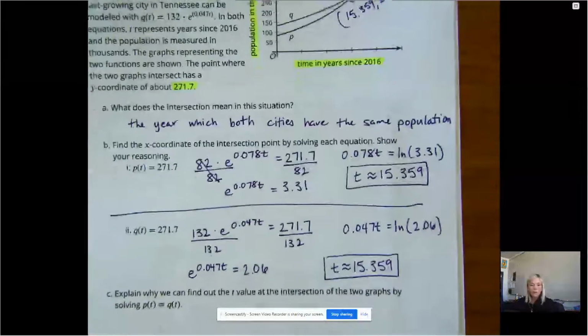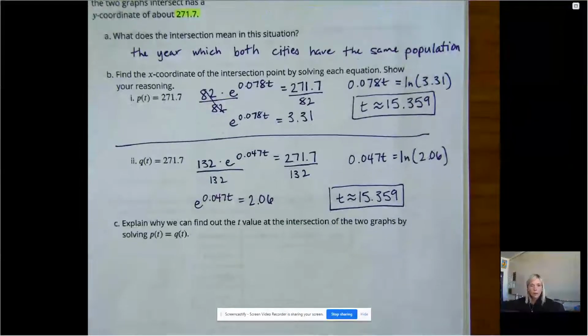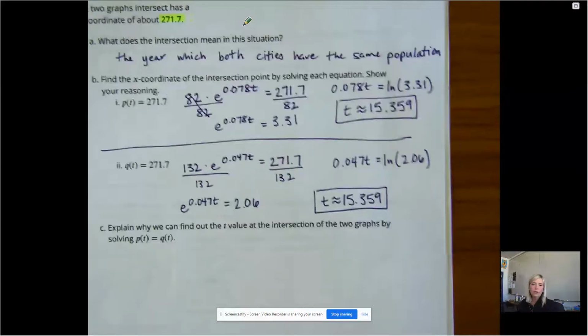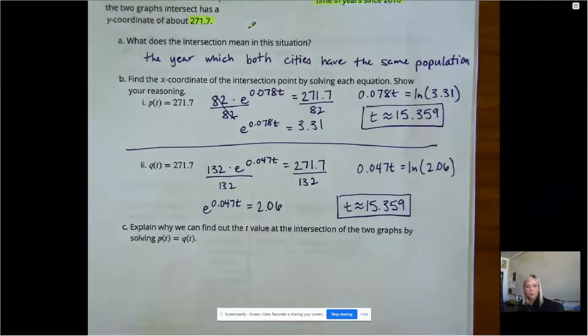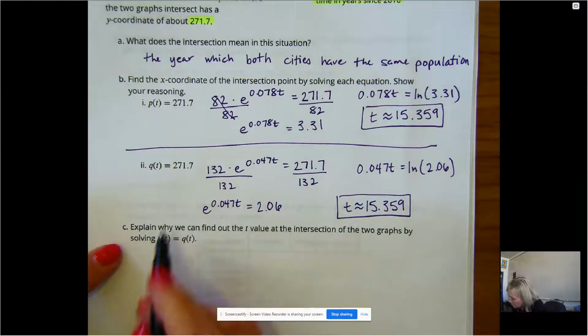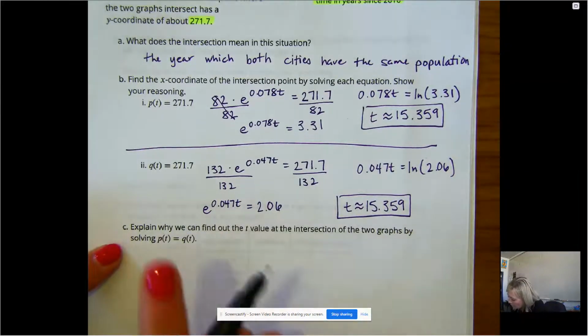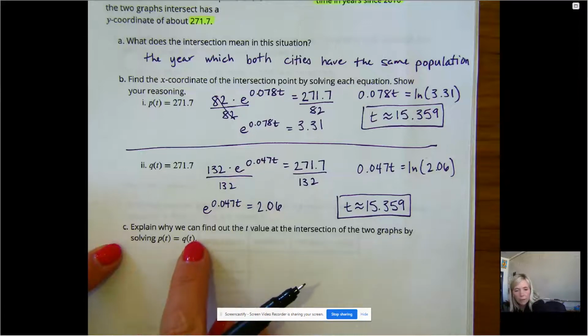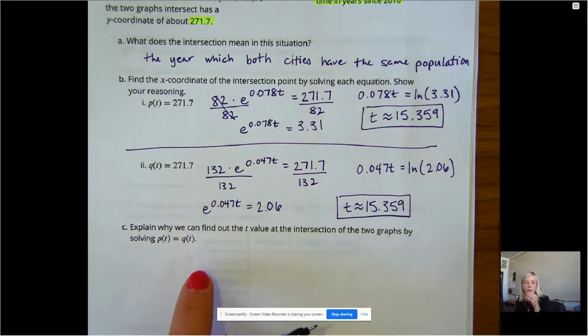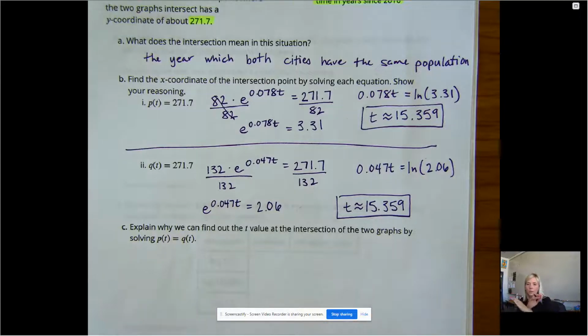Okay, and then finally, explain why we can find out the t value at the intersection of the two graphs by solving p of t is equal to q of t. So at that point, p of t and q of t both represent outputs, but when they intersect, their input and their output are exactly the same. They both have the same input, they both have the same output. That's what it means to intersect.